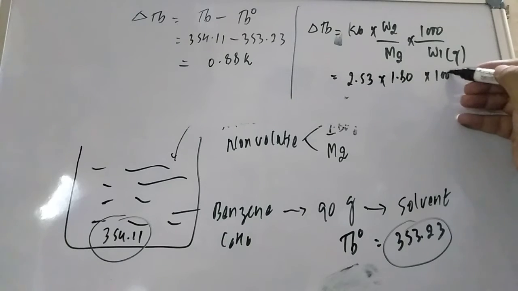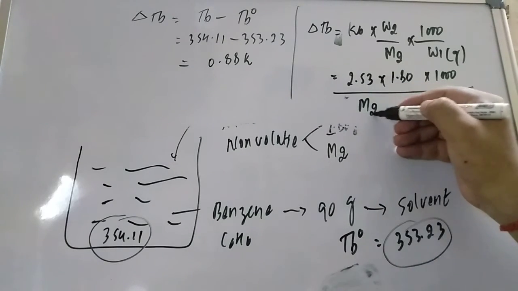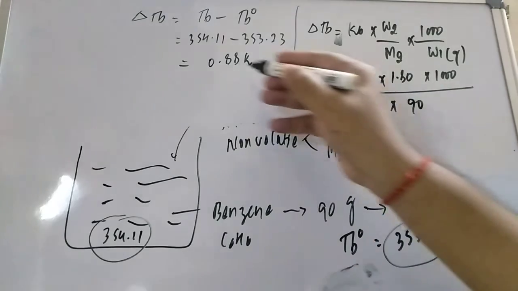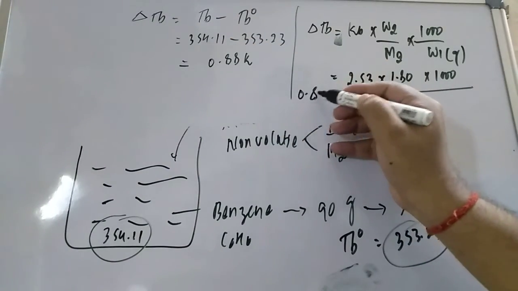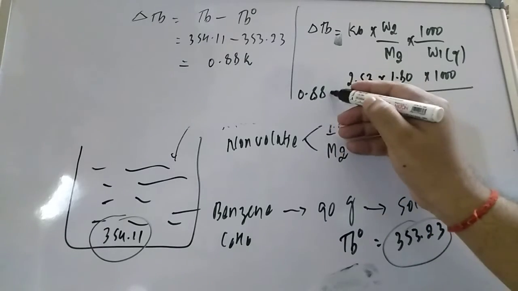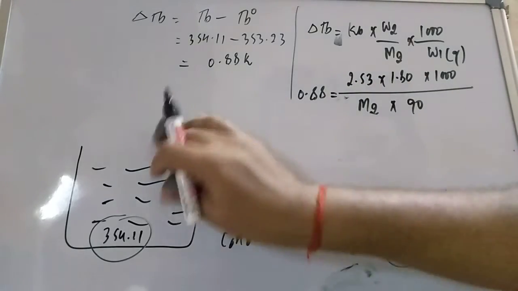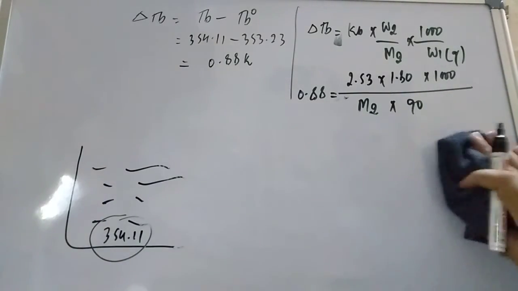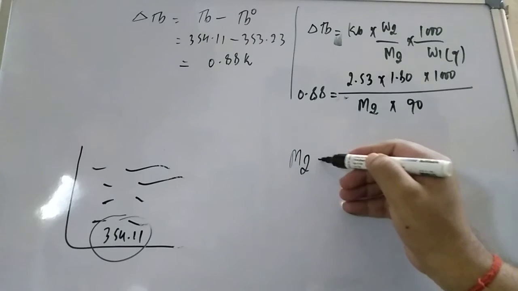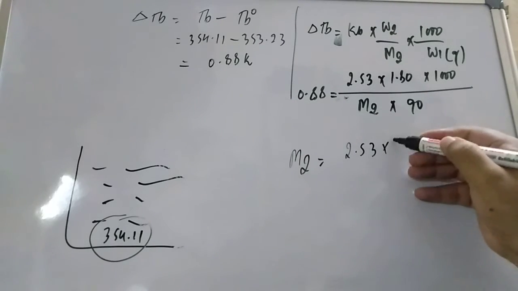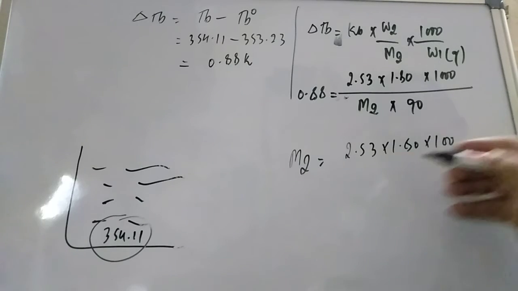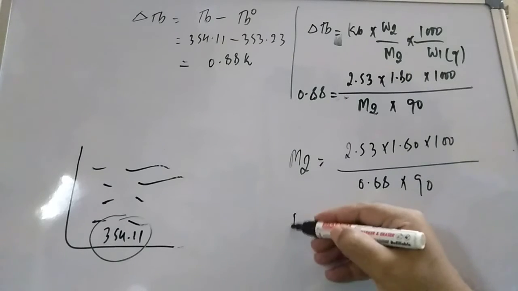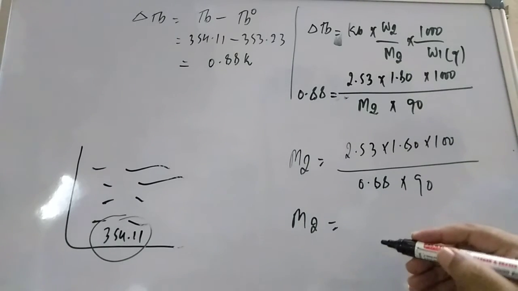1.80 into 1000 divided by M2 they are asking, student, and that is W1 in gram. In how many gram of benzene? That is 90 gram. And here delta TB you already calculated, student, 0.88 Kelvin. Now M2 they are asking. So M2 is equal to 2.53 into 1.80 into 1000 divided by 0.88 into 90.